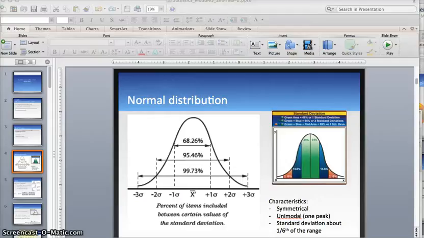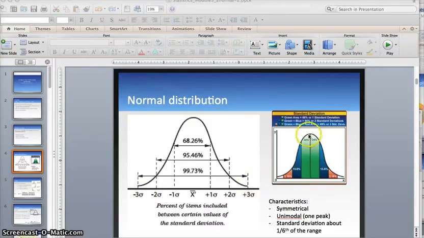The first thing to remember about the normal distribution is that it is a universal principle, like pi or Pythagoras. So you will always have 68.26% of your values between -1 standard deviation and +1 standard deviation. You'll also have 95.46% between -2 standard deviations and +2 standard deviations. And conversely, you'll have 99.73% between -3 standard deviations and +3 standard deviations.